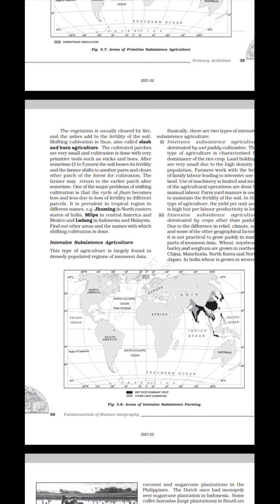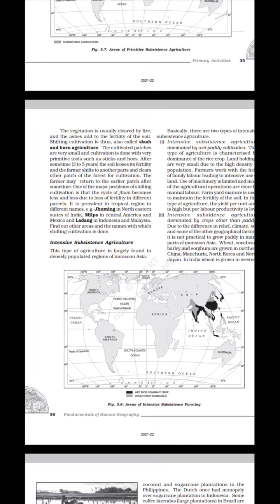The cultivated patches are very small and cultivation is done with very primitive tools such as sticks and hoes. After some time, 3 to 5 years, the soil loses its fertility and the farmer shifts to another part and clears another patch of the forest for cultivation. The farmer may return to the earlier patch after some time. One of the major problems of shifting cultivation is that the cycle of jhum becomes shorter and shorter due to loss of fertility in different parcels.